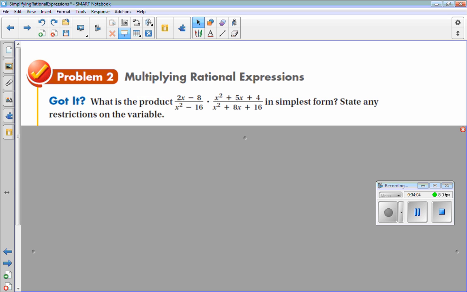Yes, you can. There's a GCF of 2 in there. But what is the x squared? Doesn't matter. You don't have to have an x squared to always factor. It can just be a GCF.